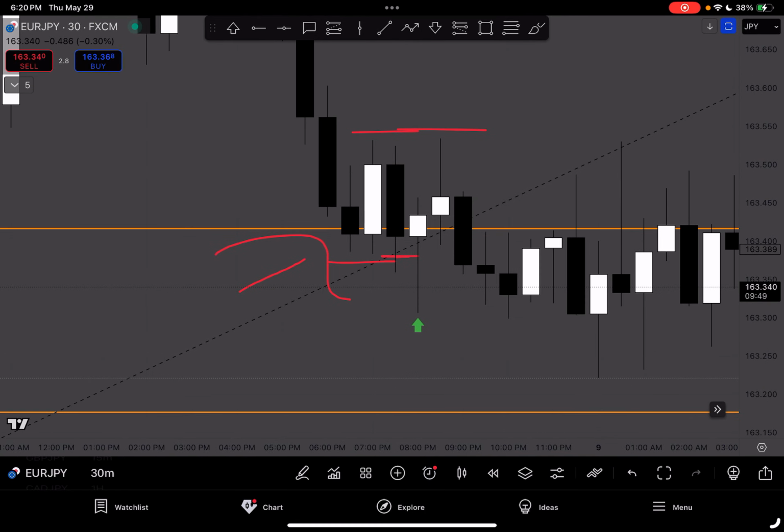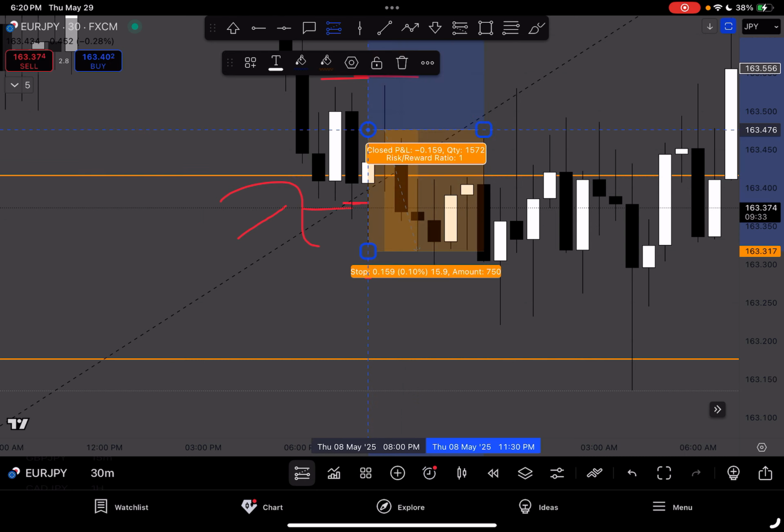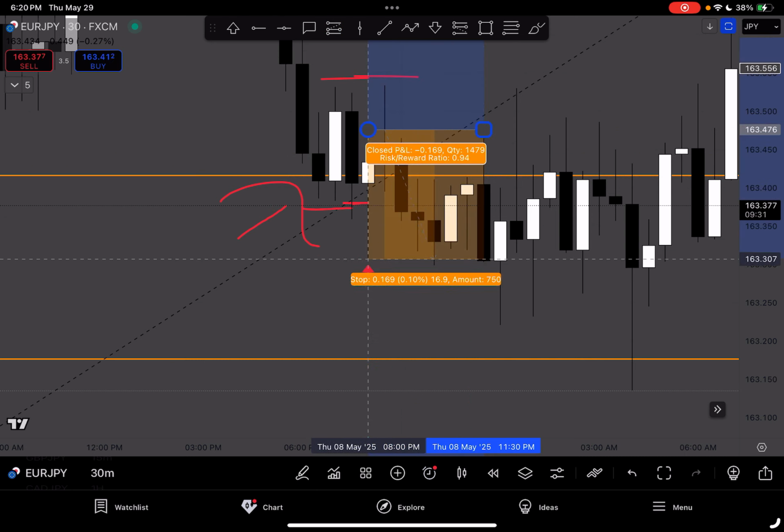And obviously, if you took it and you didn't know the rules for pin bars, then you would have taken this and it would have hit your stop loss. So let's just make this red. Let's just say it's a loser. We're going to make it a red arrow. Let's say you took it and that was a loser. Cool. Let's do a long position. Stop loss would have been right below, and this would have been a loser.